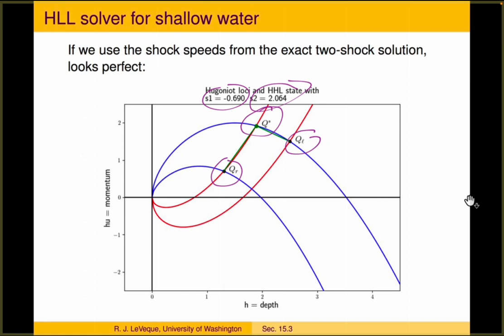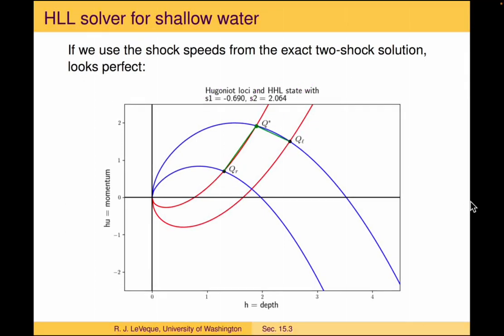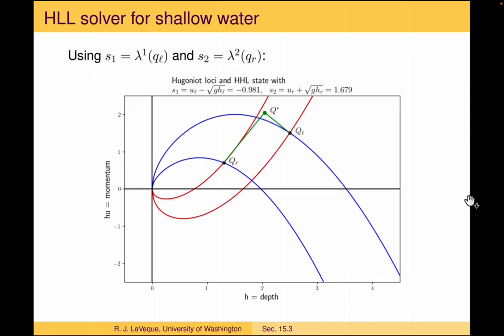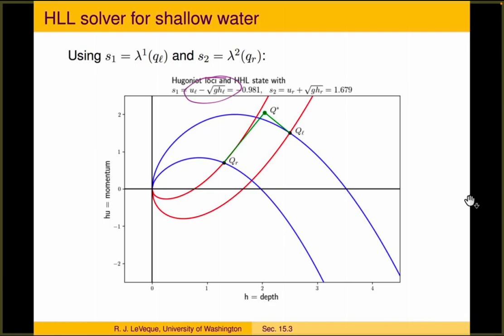And as I said, that's kind of cheating because if we're trying to do an approximate Riemann solver, we don't want to have to solve the exact Riemann problem in order to get those values. So more realistically, we might choose S1 to be the characteristic u minus the square root of gh at the left state, and S2 to be u plus the square root of gh at the right state, because those are things we can evaluate from the initial data without knowing the solution. And if you do that and plug it into this HLL formula, you get a Q star that's not the exact solution of the two-shock Riemann problem, but it's not too far off. And how far off it is will depend very much on how far apart these states QL and QR lie.